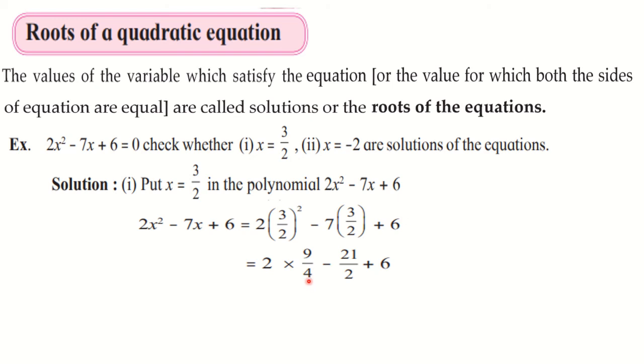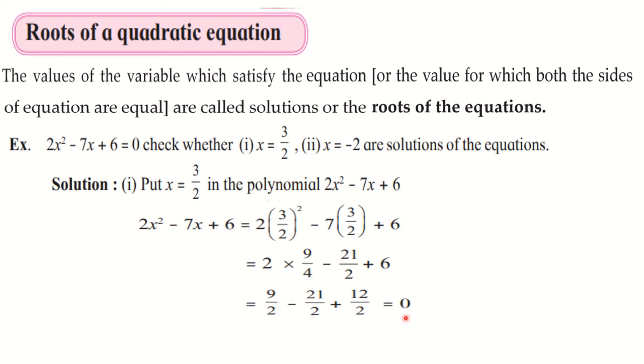9 upon 2 and 21 upon 2 have like denominators, so we can add them. But 6 does not have the denominator 2, so to make it 2, it is written as 12 upon 2. Now see, 12 plus 9 is 21, and 21 minus 21. The answer is 0.